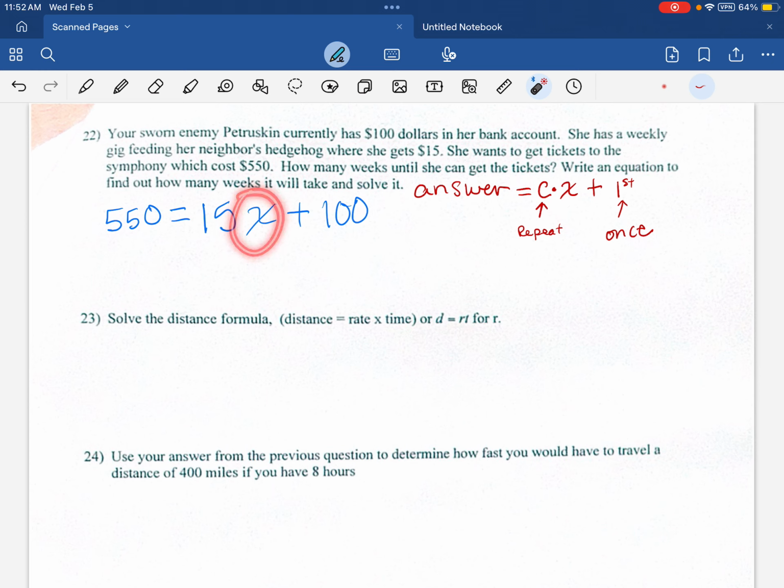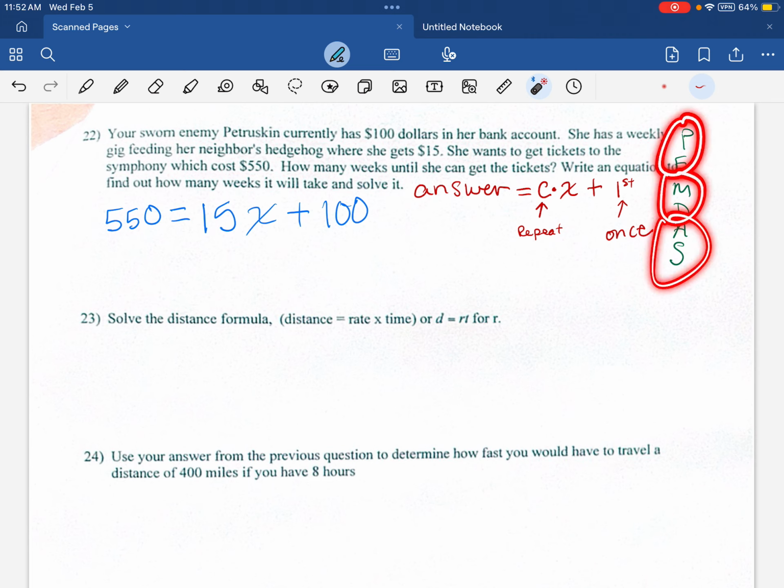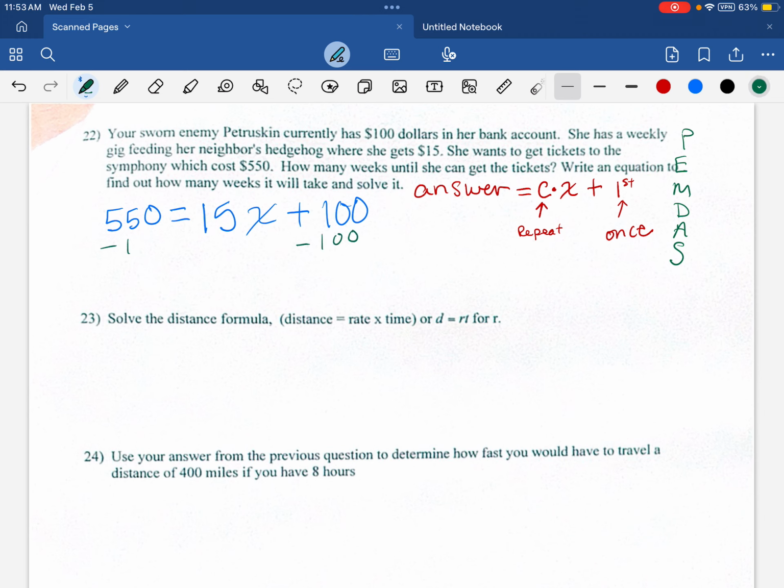Now let's solve it. Again, I'm trying to get x by itself. I want to do opposite PEMDAS, so P-E-M-D-A-S. PEMDAS is normally how we do it. Parentheses, exponents, multiplication, division, adding, subtracting is the normal way we do it. Let's go backwards for solving. So if there's any addition or subtraction, I want to take care of that first. Okay, it looks like I'm adding 100. I want to look at that first. What's the opposite of adding 100? Minusing 100. Okay, that cancels. I get 450 equals 15x.